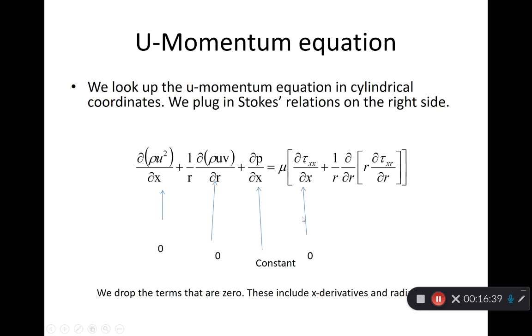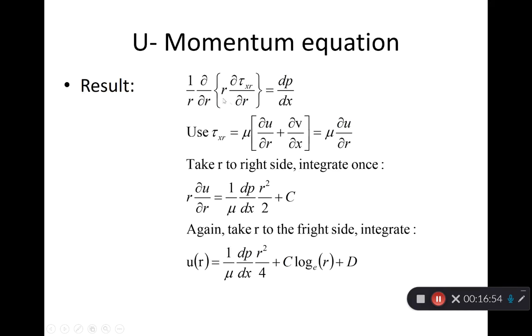So let's integrate this. Keep the pressure gradient term on the left-hand side, and the viscous term on the right-hand side, multiplied by mu. We're going to flip it, bring the right side to the left side and the left side to the right side, just for the sake of integration. So this is the viscous term, this is the pressure term. Now take the r to the other side.